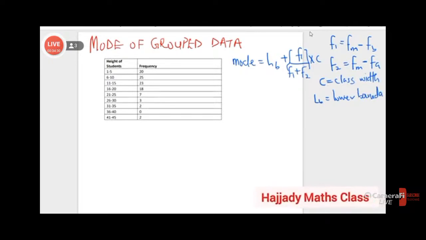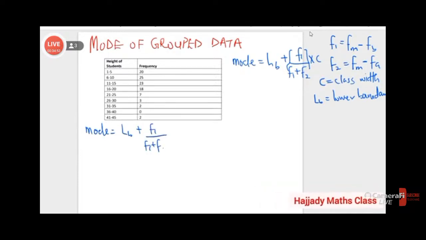So these are the parameters that we have. Now we are going to use this to compute the information given to us there. We are making use of the same formula here. We have that our mode equals LB plus F1 over F1 plus F2 multiplied by C.